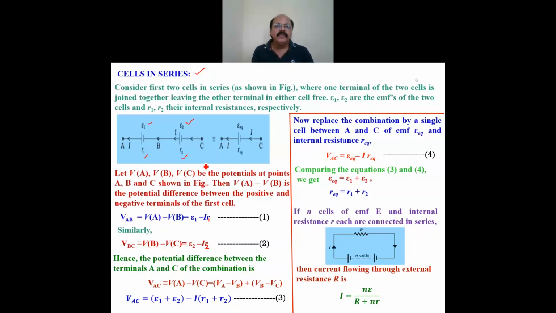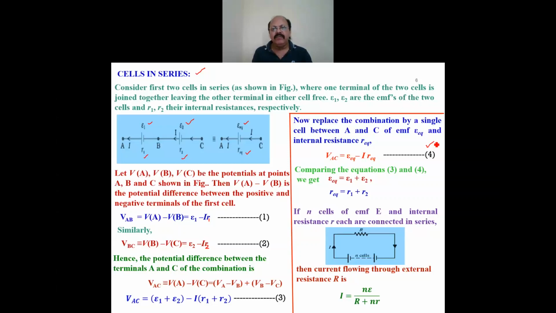Now if we replace this combination by a single cell, see here in the second diagram, then the EMF of this single cell we represent by E equivalent, and the internal resistance we represent by R equivalent, and the potential difference between A and C is VAC equal to E equivalent minus I R equivalent.